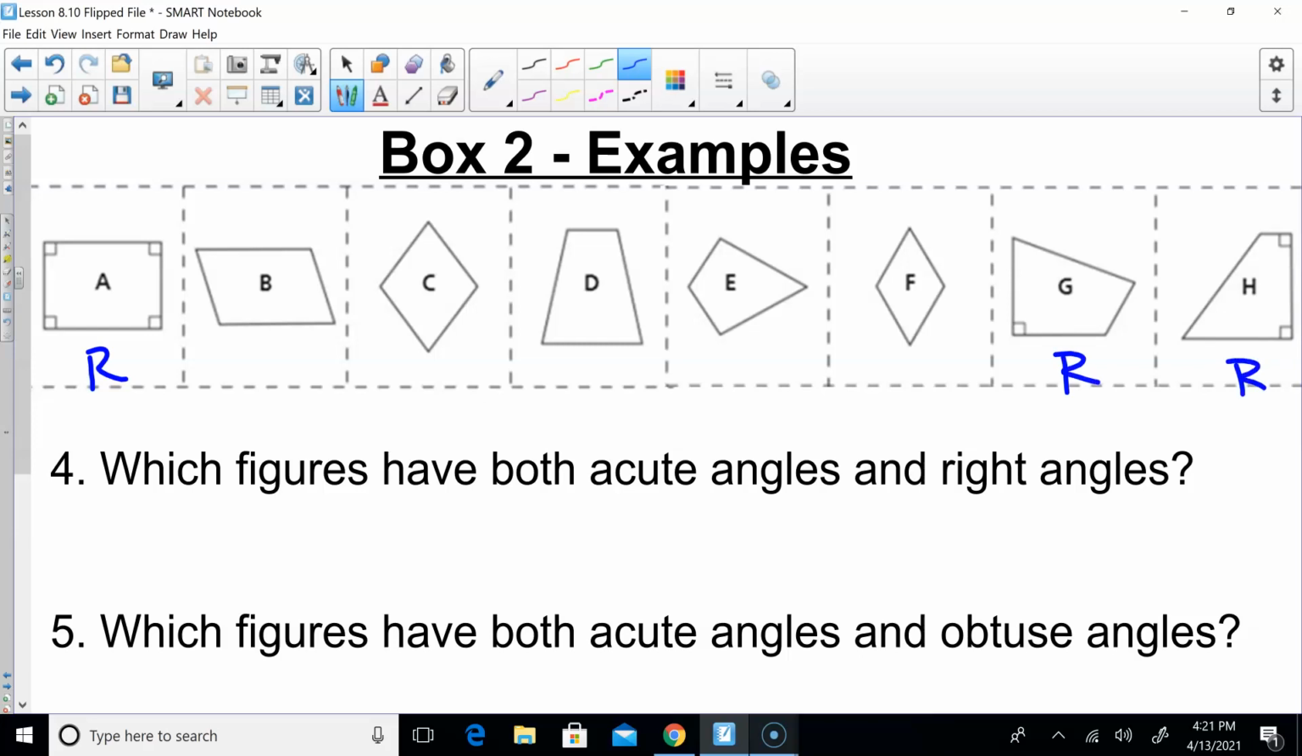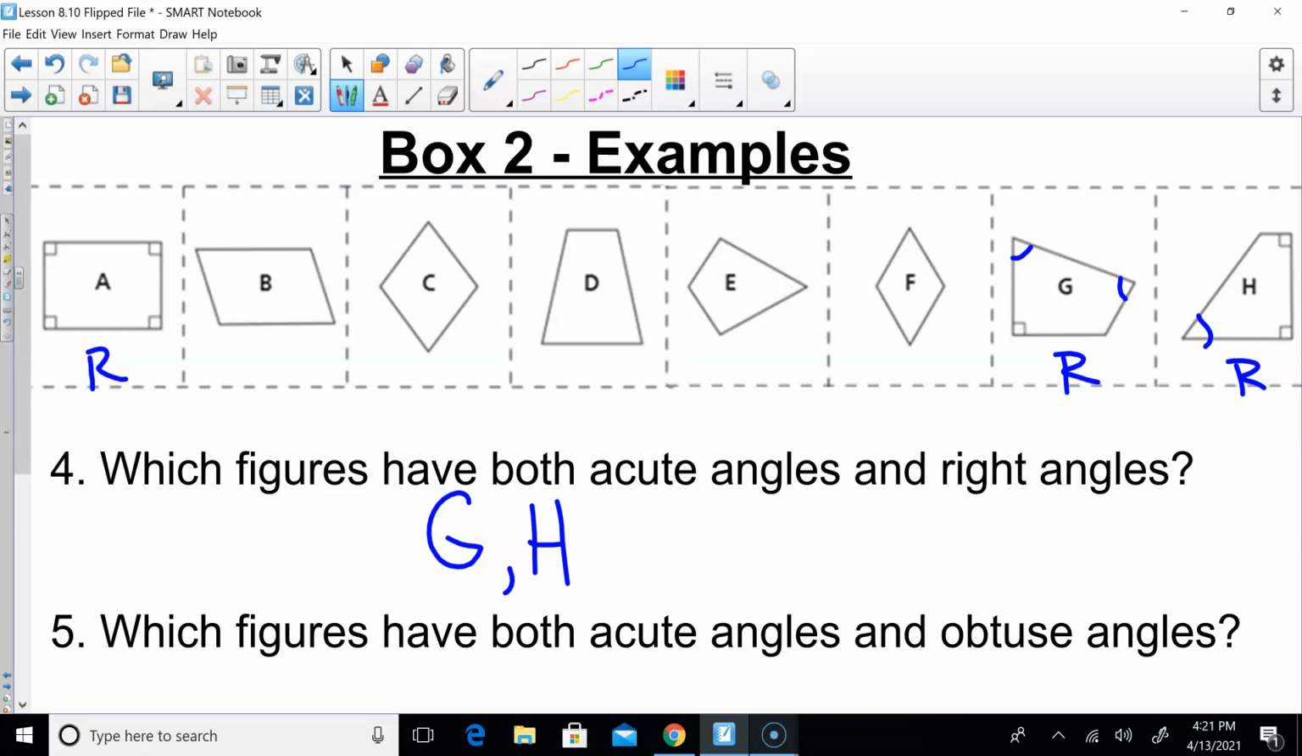We know that there are no acute angles in A because they're all right angles, so we can eliminate that one. And for here we have an acute. We know that this one right here was acute, and this one's an acute, and it looks like this one's acute. So which ones have both? That one would be only G and H.